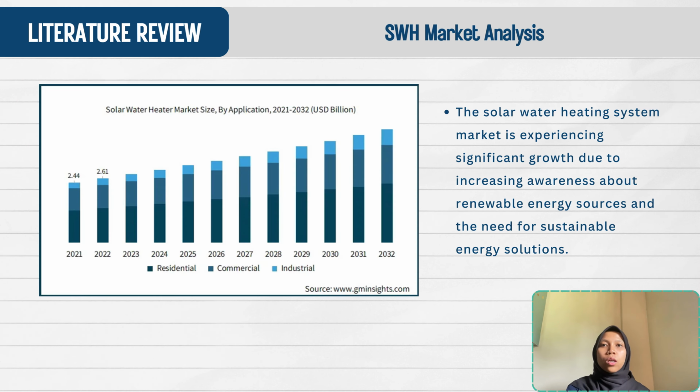Let's look into the solar water heater market analysis. As you can see in the figure of solar water heater market size by application, the solar water heating system market is experiencing significant growth from 2021 until 2024, and it is projected to increase further by 2032 in residential, commercial, and also industrial applications. This is due to the increasing awareness about renewable energy sources and the need for sustainable energy solutions.